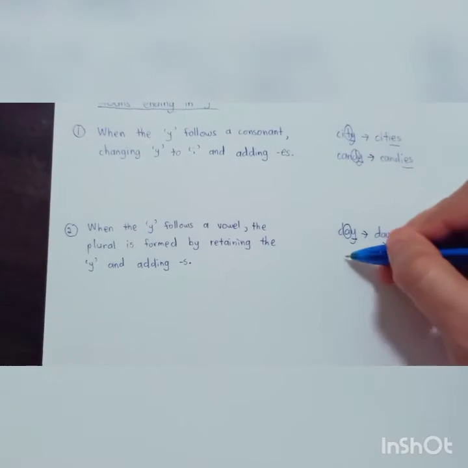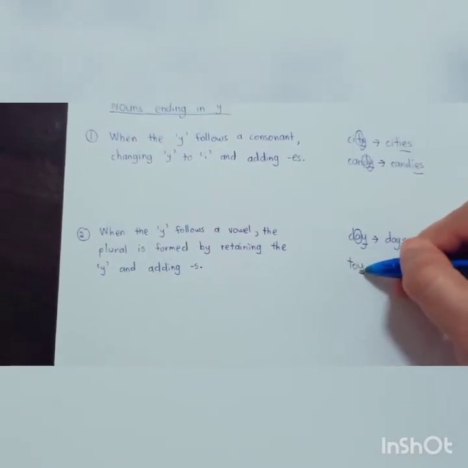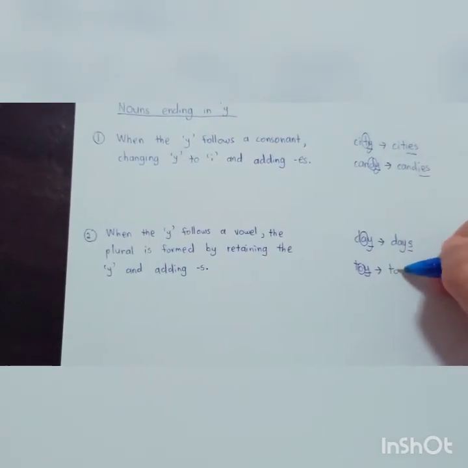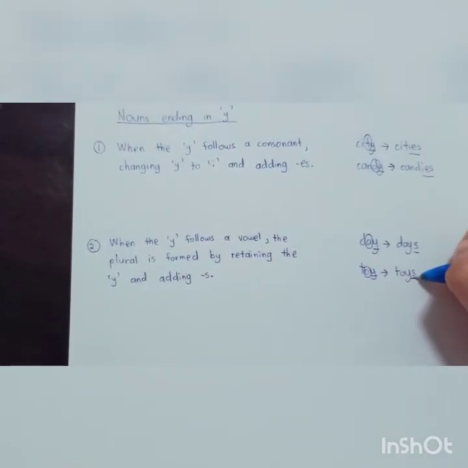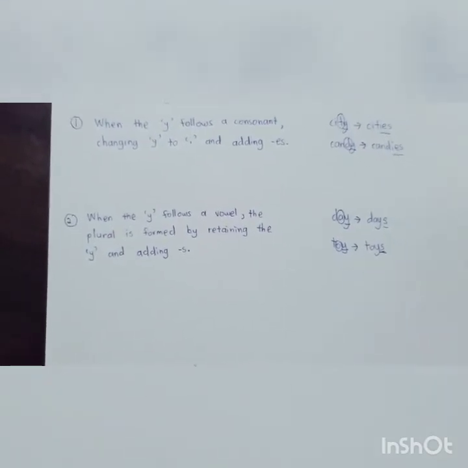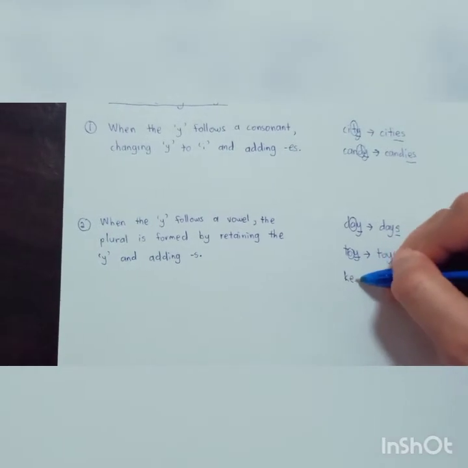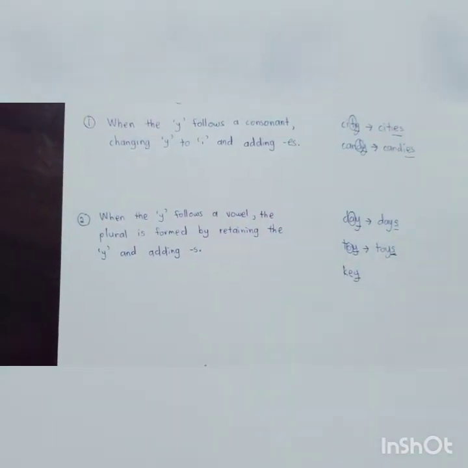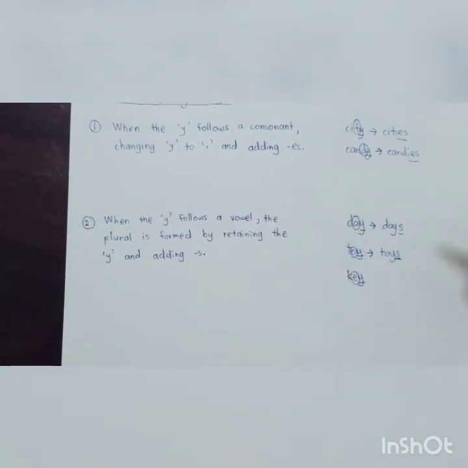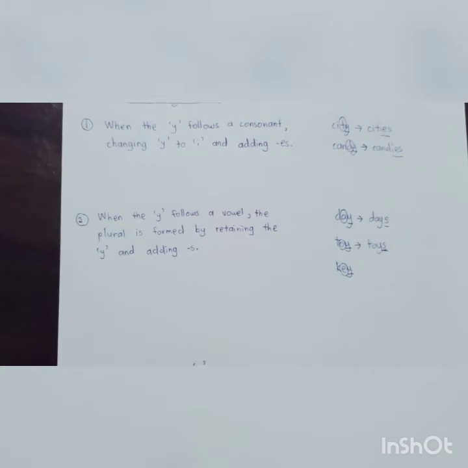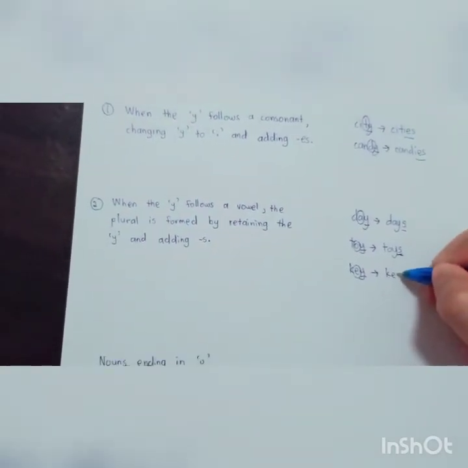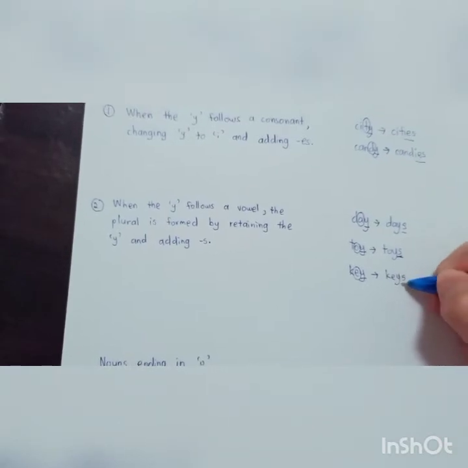Toy. It ends with Y, and before Y it's a vowel, so we just have to add s. Key. Kunci. So key, it ends with Y, and before Y it's a vowel, A, E, I, O, U. So we just have to add s at the end.